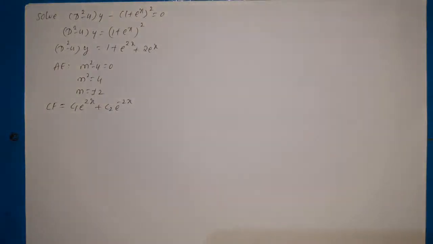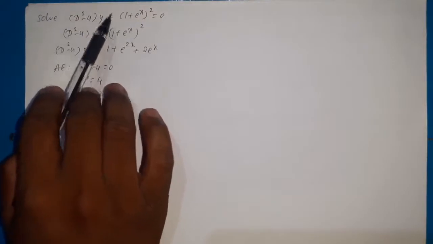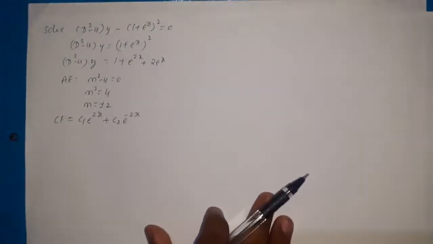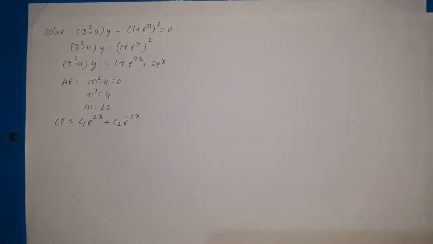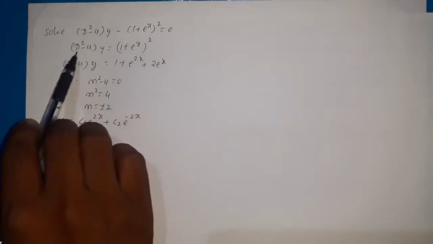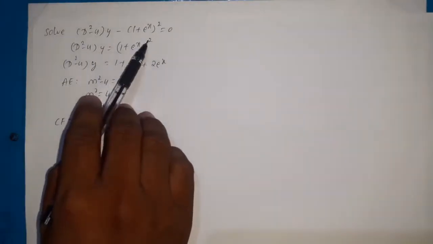The next example is (D² − 4)y = (1 + e^x)². So let us write that in the standard form: (D² − 4)y = (1 + e^x)², that is equal to what?